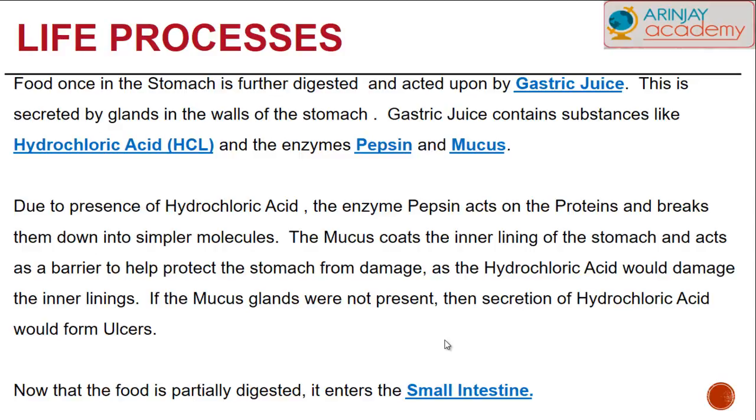If the mucus were not present, the hydrochloric acid would damage the inner linings, and this could result in the secretion of excess hydrochloric acid that would form ulcers. Now that the food is partially digested within the stomach, it enters the small intestine.